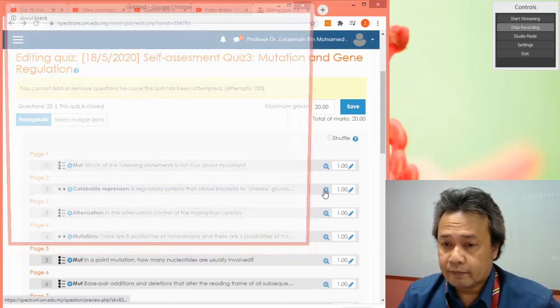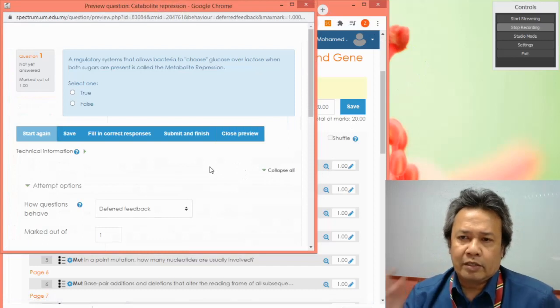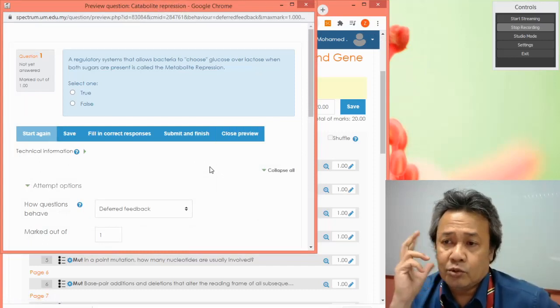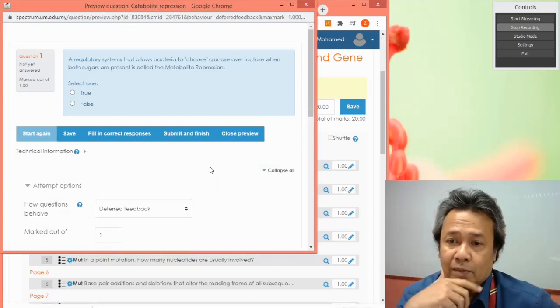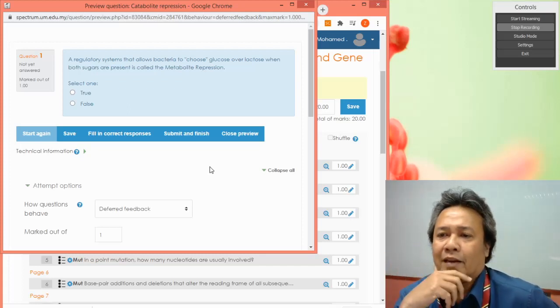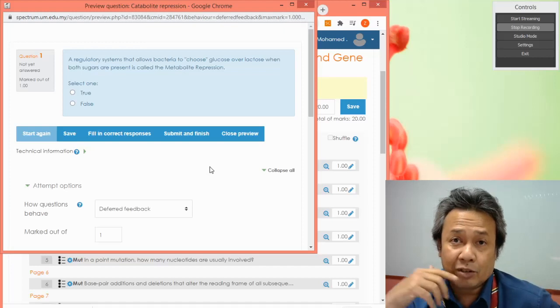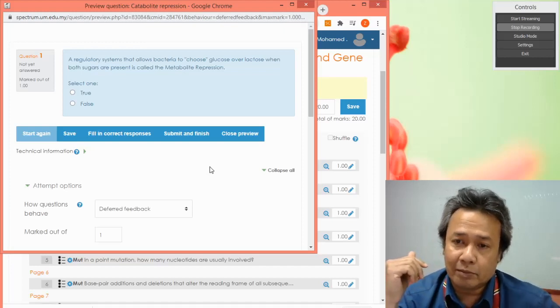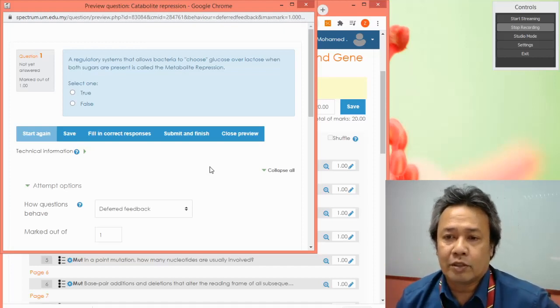B. Number 2. A regulatory system that allows bacteria to choose glucose over lactose when both sugars are present is called metabolite repression. No. I was going to say it's true, but it's actually called catabolite repression, not metabolite repression. All right, so the answer is false.